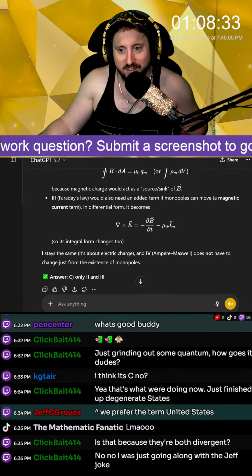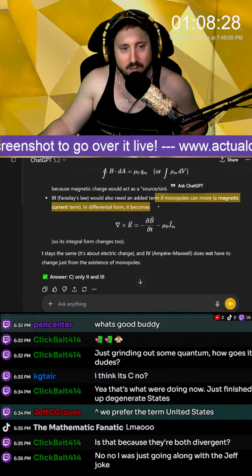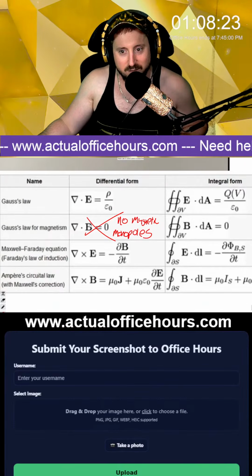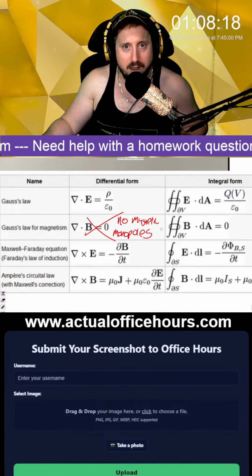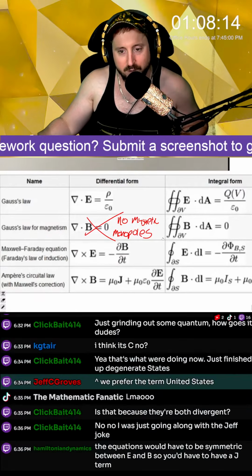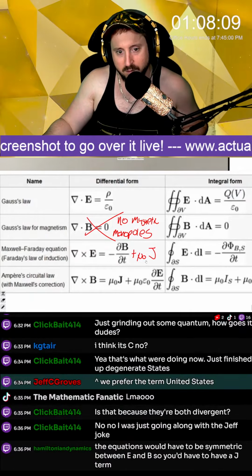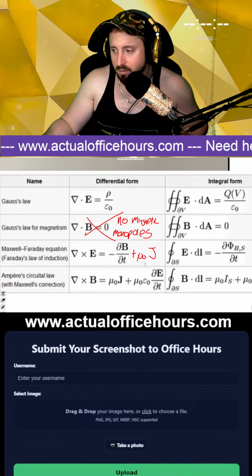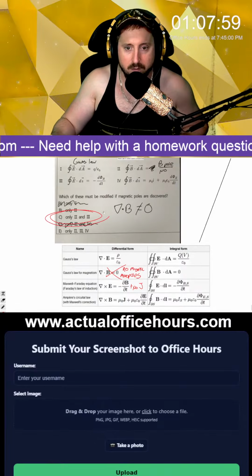Okay. Right, because this would be dB/dt minus mu naught Jm. Yeah. I got it. The equations would have to be symmetric between E and B, so you would have to have a J term. For this one, you mean, yeah? Okay, cool. All right, yeah, that's why. Okay, so it is 2 and 3. Nice.